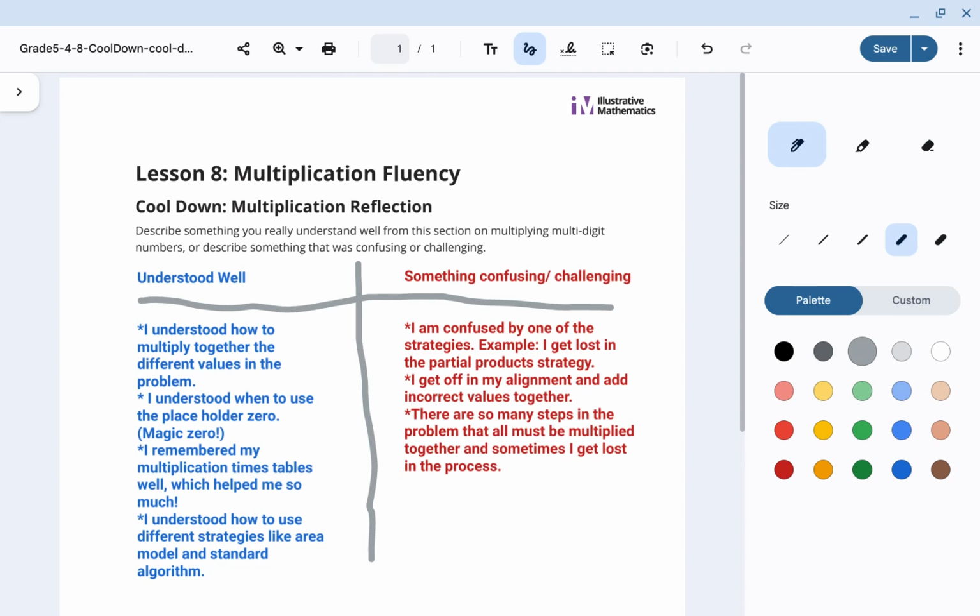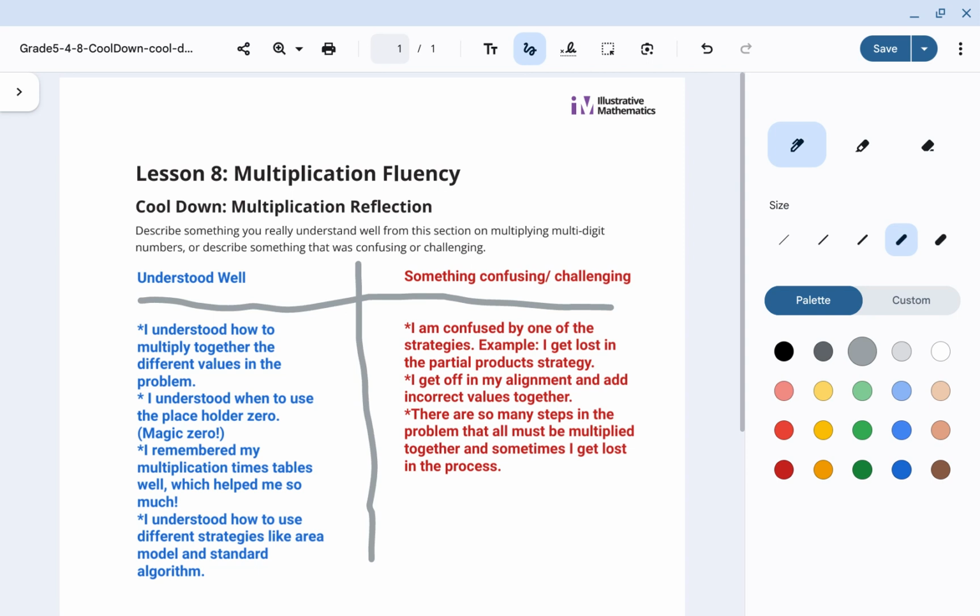Good morning, mathematicians. Today we're thinking about Lesson 8 as we come to the end of our section just focusing on multiplication and fluency with our multiplication standards. We want to just take some time to reflect. In this particular cool down, it asks us to describe something you really understand well from this section on multiplying multi-digit numbers. Or alternatively, you can describe something that was confusing or challenging for you.